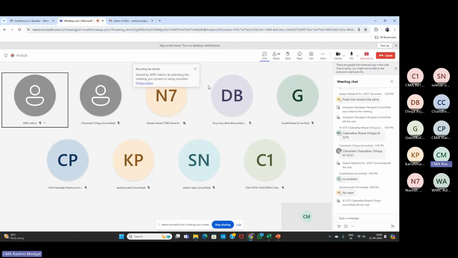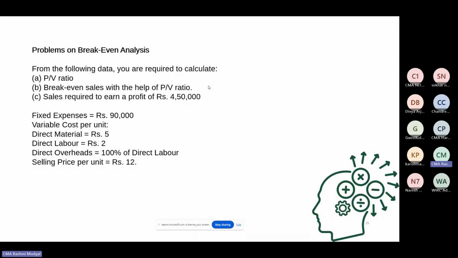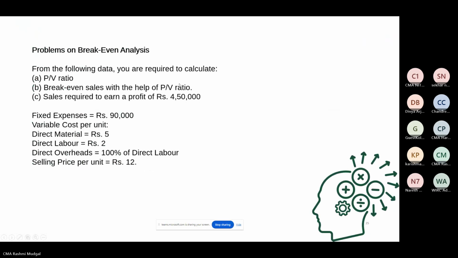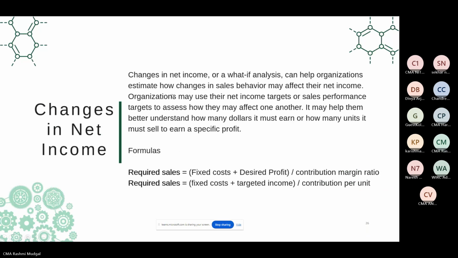Thank you so much. Now comes the next page, change in net income. That is what I am saying. In the previous scenario, I wanted a profit of 4,50,000. Again, in the change in net income, how to get a desired profit or targeted income. What happens if I want this much profit? How much volume do I need to sell?